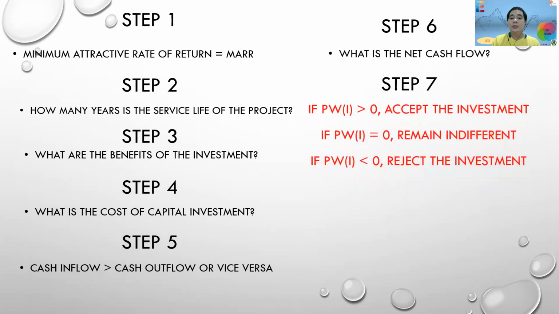And step seven, if your present worth at a certain interest rate or MARR is greater than zero, that means you have to accept the investment, wherein based on your MARR, your benefit outweighs your cost. But if your present worth is zero, you remain indifferent because at that point you do not have any loss or any profit based on your target MARR. Lastly, if your present worth is less than zero, you should reject the investment.